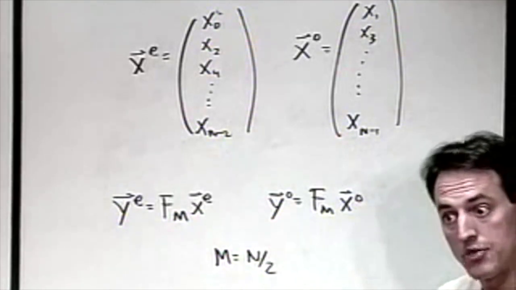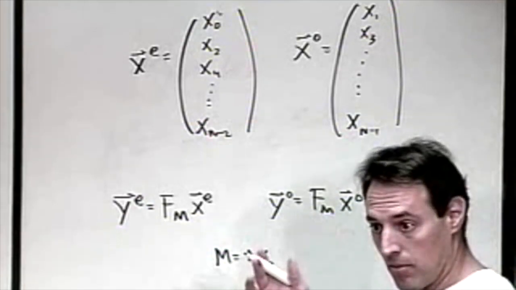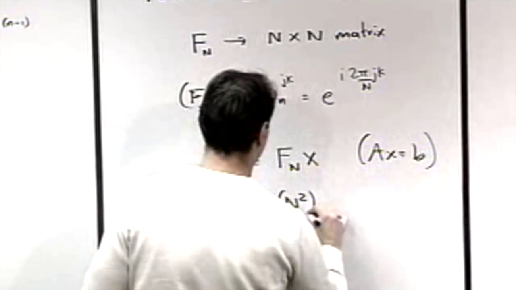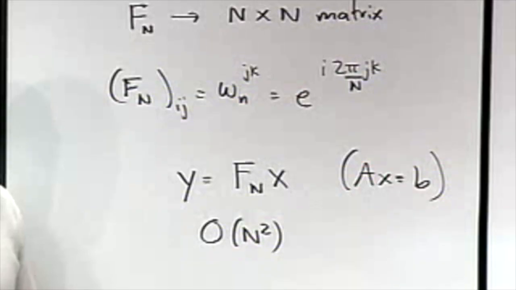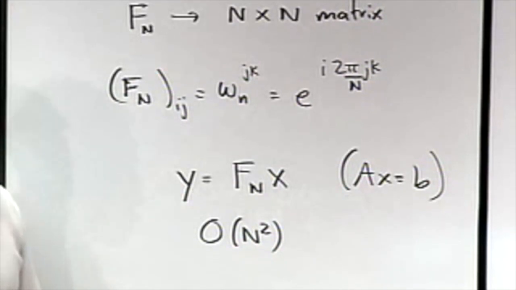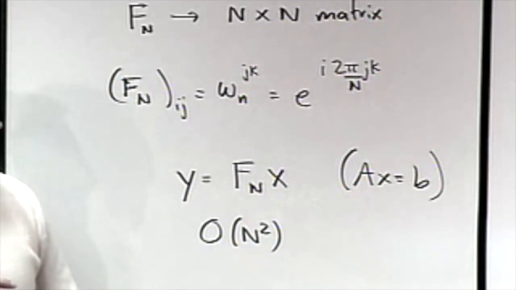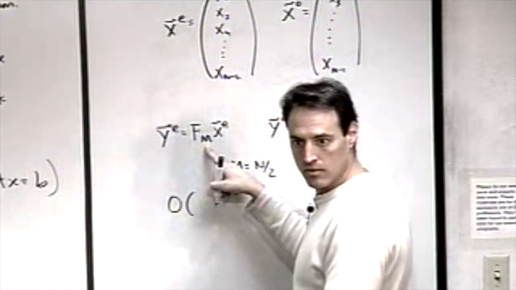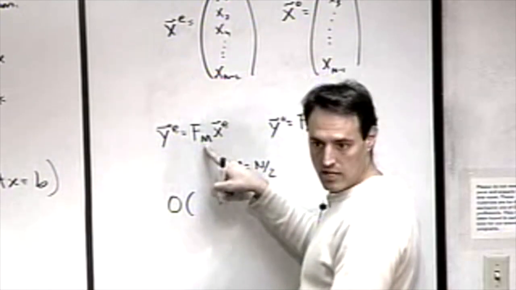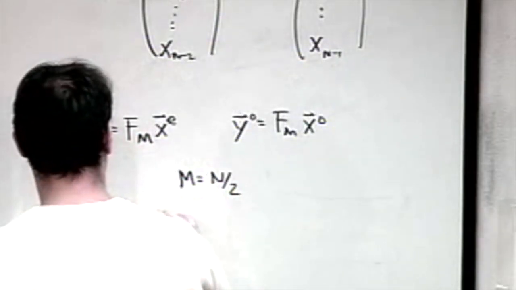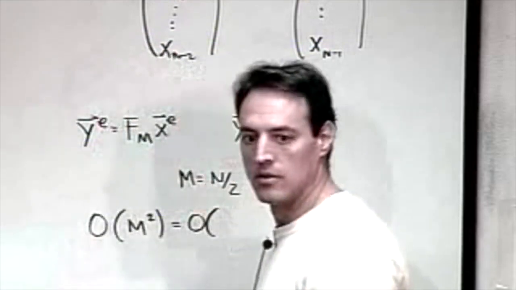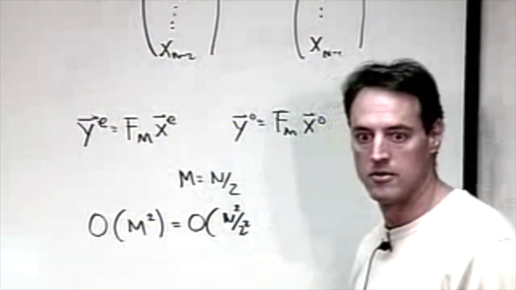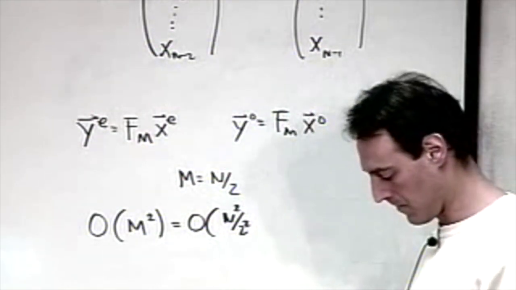Now, look at your operation count. To solve one problem, this one over here, cost you order n squared, because that's the size of this matrix. How much does it cost you to do this now? Over here, you've broken it up into 2 problems. Well, this one here is of size m, so it's order m squared. But what's m squared? It's n over 2.